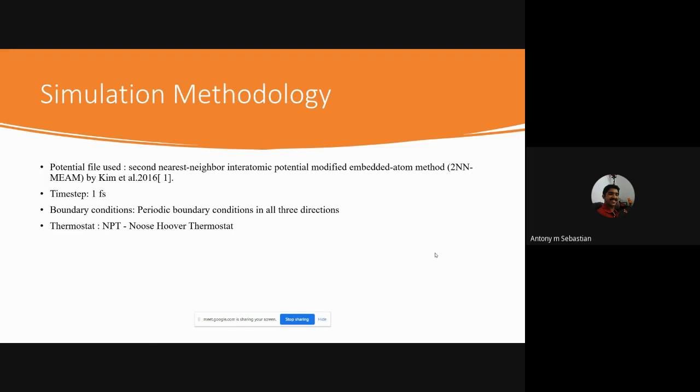The potential file which I have used is a 2NN MEAM potential file, second nearest neighbor interatomic potential, modified embedded atom method. It was developed by Kim and his fellow scientists. The time step which I have used for simulation is 1 femtosecond. The boundary conditions are periodic boundary conditions in all three directions. And the thermostat which I have used is the NPT Nose-Hoover thermostat.